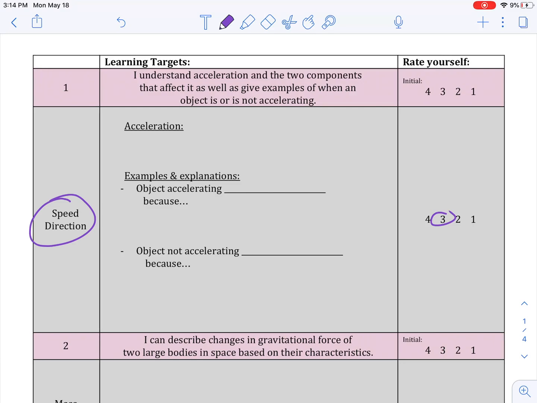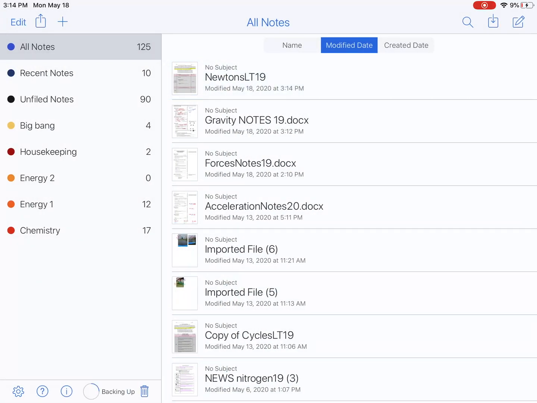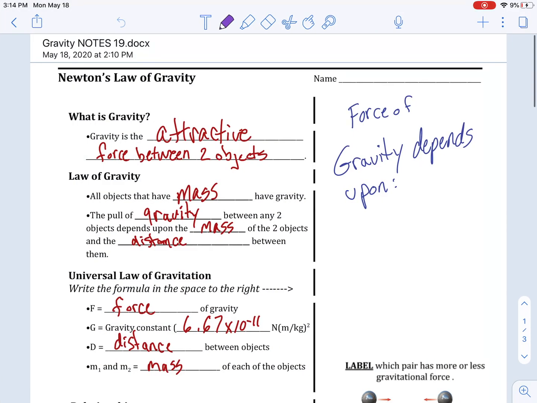So if you don't understand them, go back to your notes and rewatch the videos, look at the notes, and make sure that you're understanding and asking questions of your teacher when you do have some questions. Okay, so get those 5 learning targets done. And today, what I want to do is just go through the gravity notes problems just to make sure that you have correct, accurate notes.